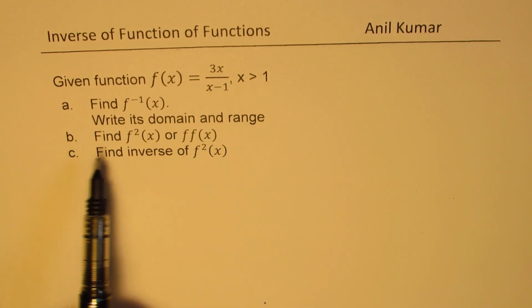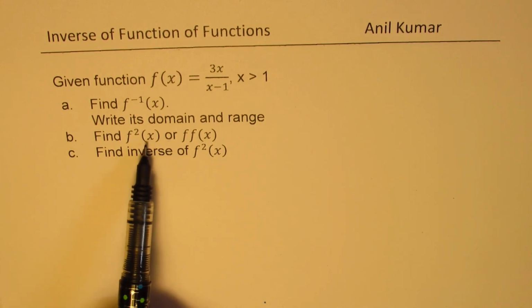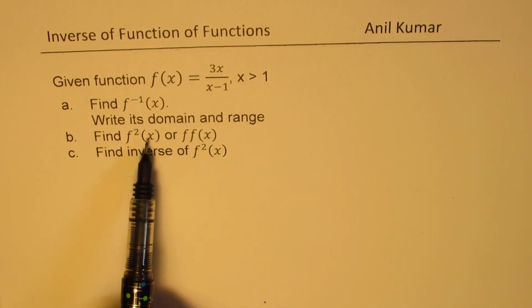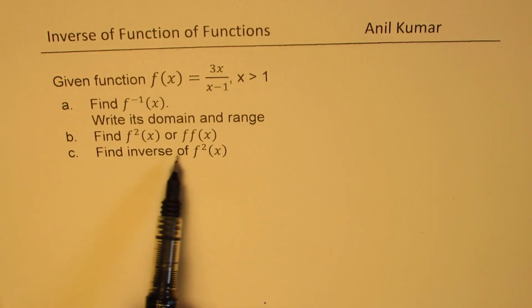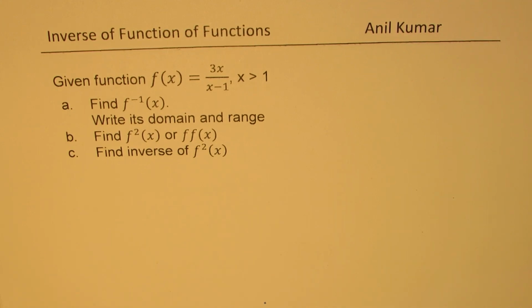Part B is, find the function of a function, f of f of x, the function of itself. So this is a nomenclature. We also write f of x, right? So these are the two ways, that is the short form. And C is, find the inverse of that function, right? You can pause the video, answer this question, and then look into my suggestions.